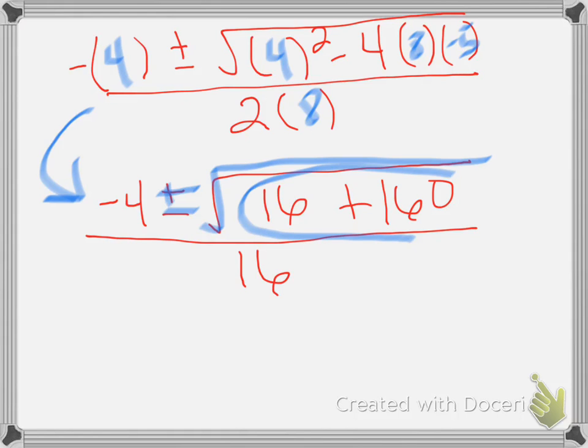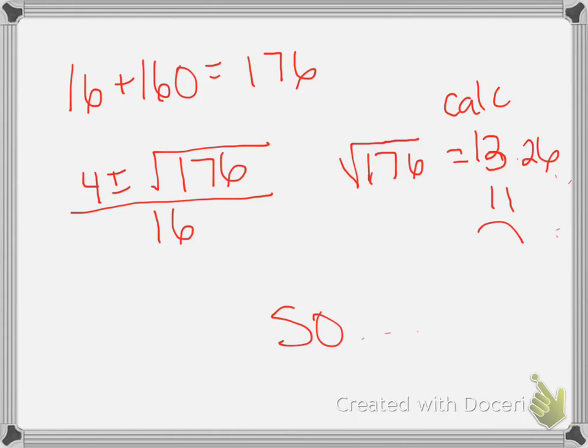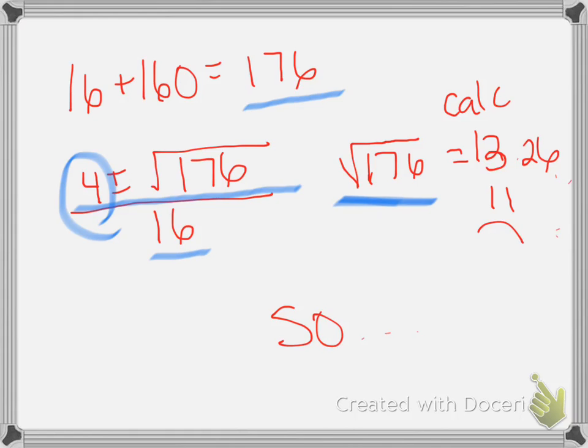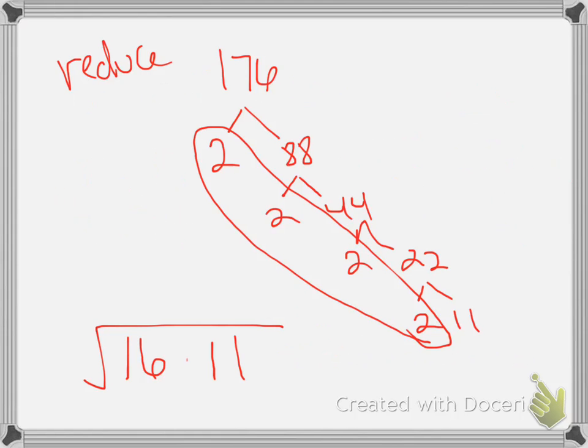Again, I need to solve this part called the discriminant, and that gives me 176. Okay, so now I have negative 4 plus or minus the square root of 176 over 16. The problem is if I put 176 in the calculator, it does not equal a whole number. So we have to reduce 176.